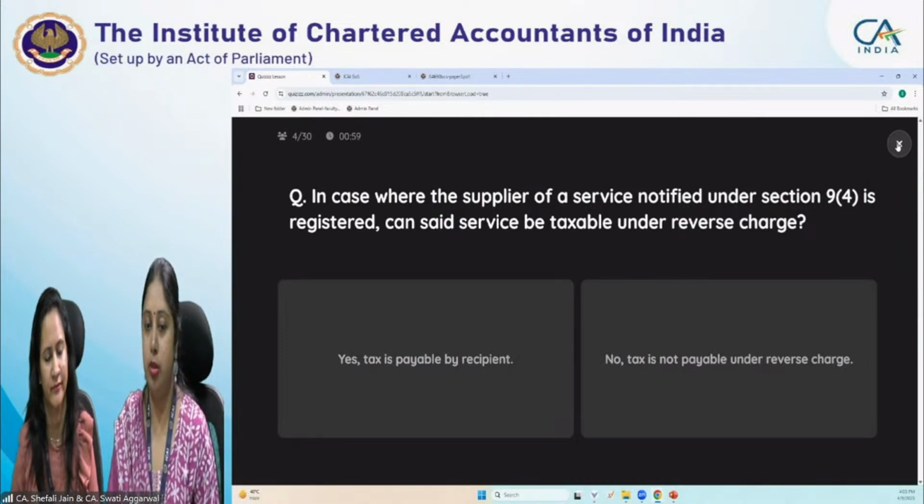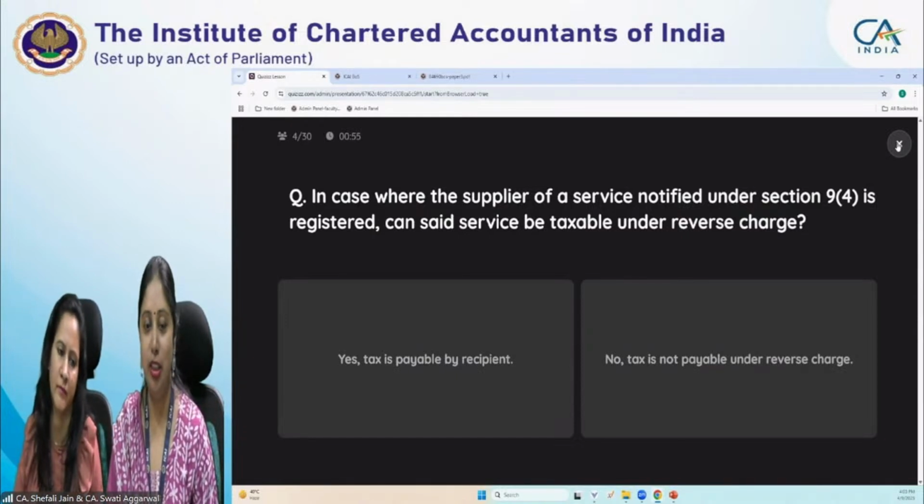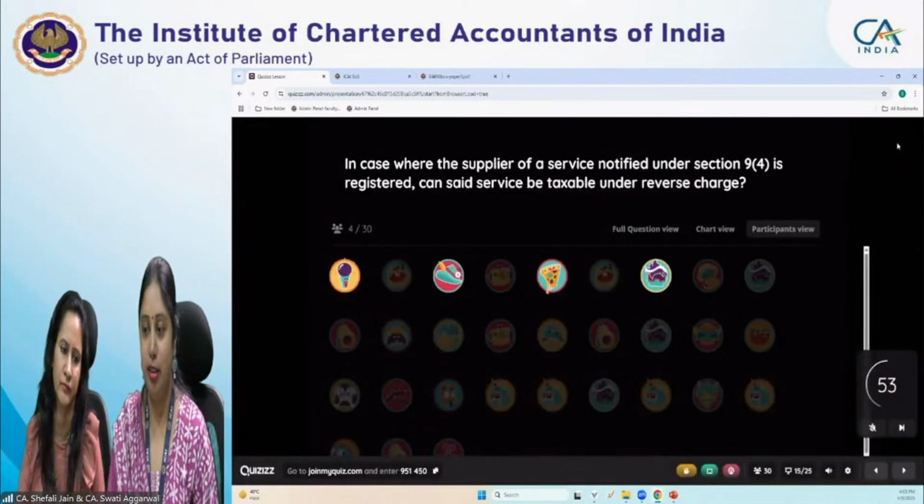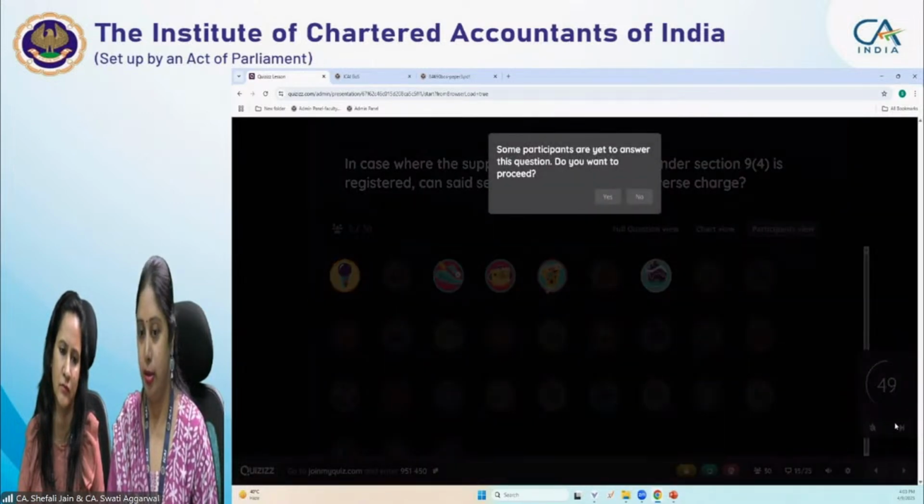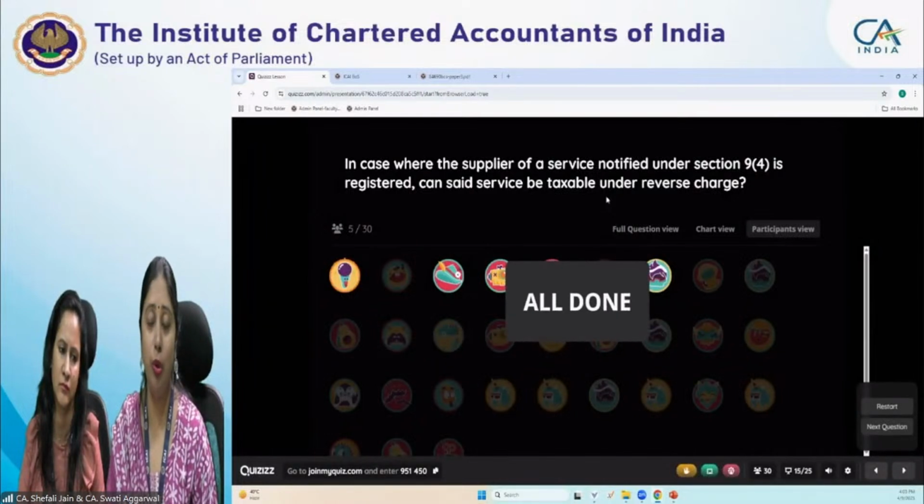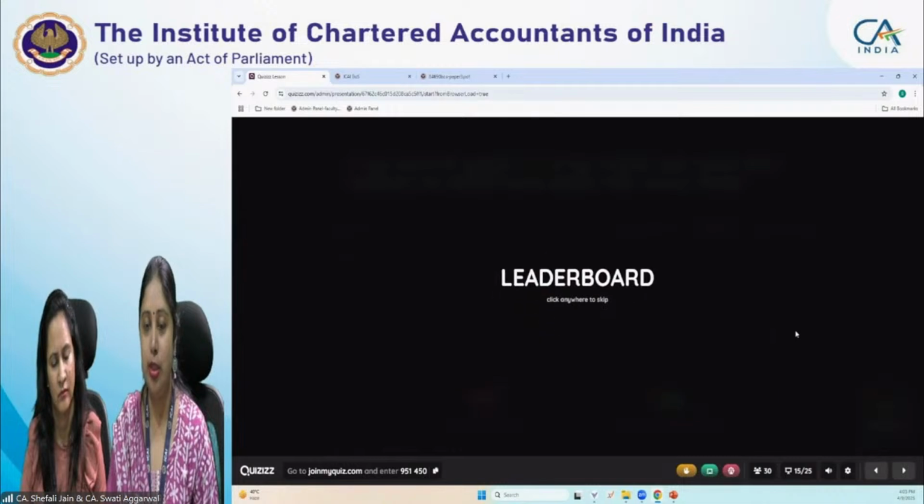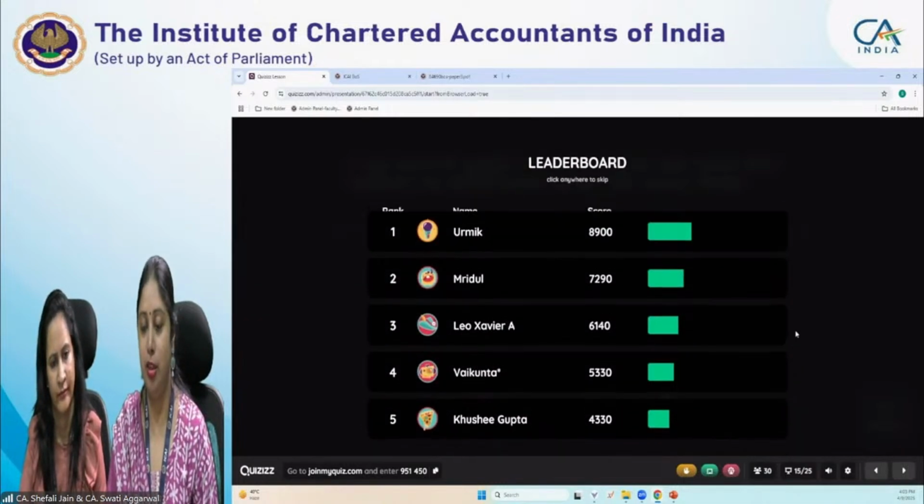So I think this much time seems to be sufficient, because we want to cover the rest of the points also. So we'll close this question. We have closed this question because we want to cover other points also. And let's see what the leaderboard says after this question.